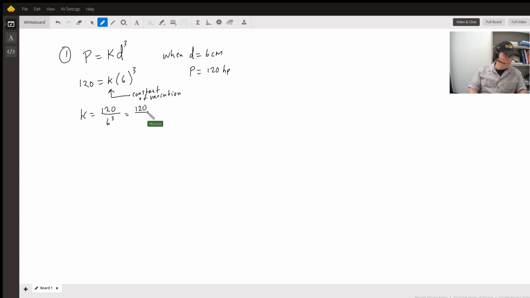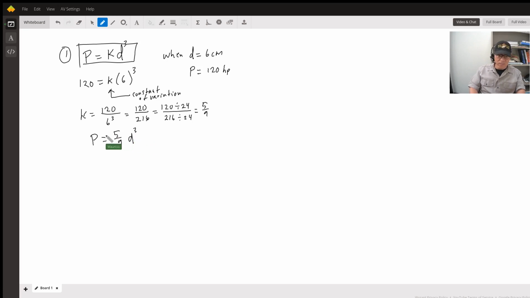Well, the cube of 6 is 216. And the greatest common factor is 24. So 120 divided by 24 should equal 216 divided by 24. And therefore, this value of K reduces to 5 over 9. Hence, our original direct variation equation now becomes the power is equal to 5/9 times the cube of the diameter.